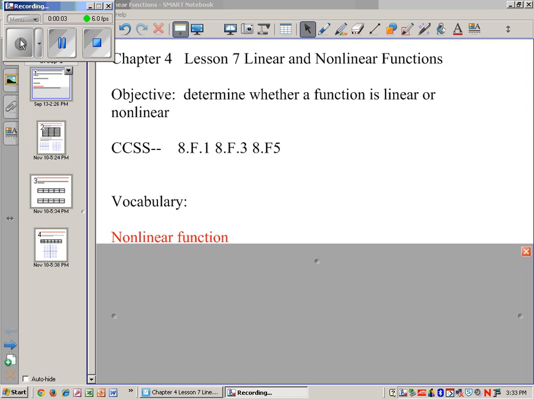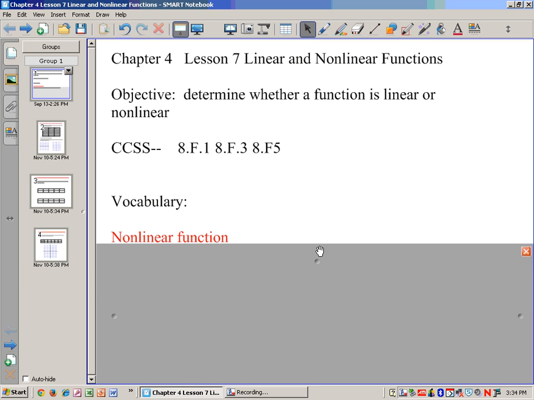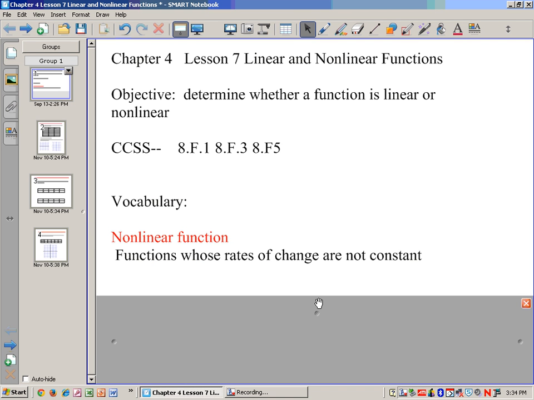Okay, welcome to Chapter 4, Lesson 7, Linear and Nonlinear Functions. Our learning target or objective for this lesson is to determine whether a function is linear or nonlinear. And we have one vocabulary word for this lesson, nonlinear, which means functions whose rates of change are not constant.